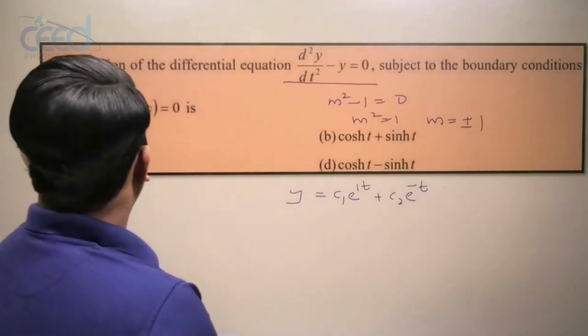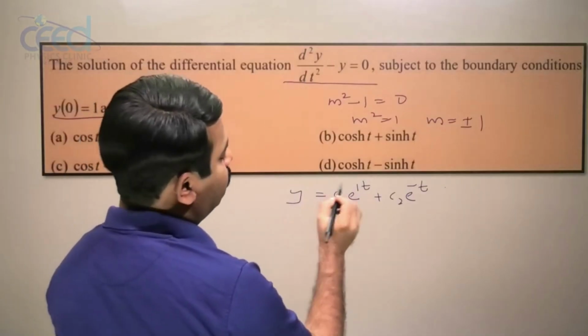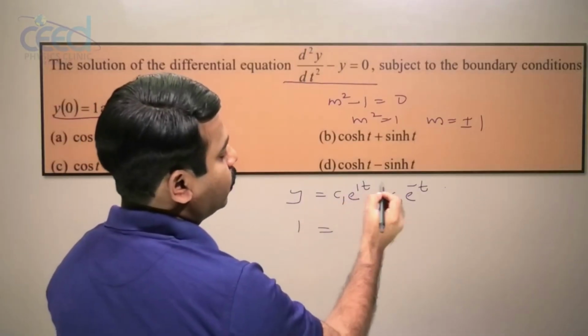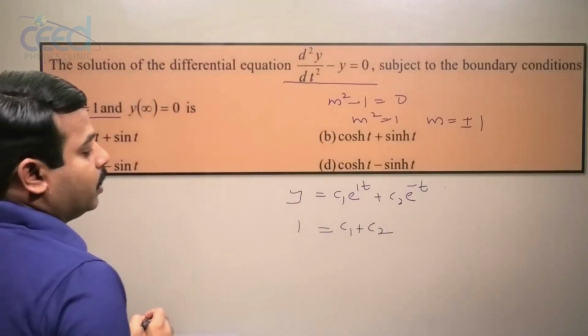So this is the solution. Now two conditions are given, y of 0 is 1. y of 0 is 1 means 1 is equal to, put t equal to 0. Put t equal to 0, means c1 plus c2 is equal to 1.